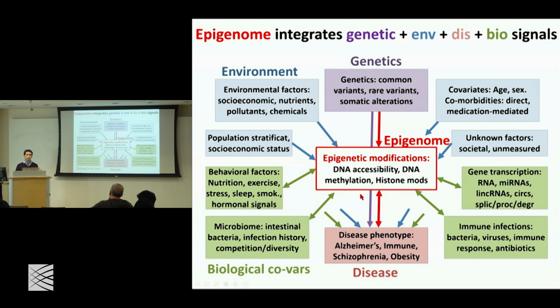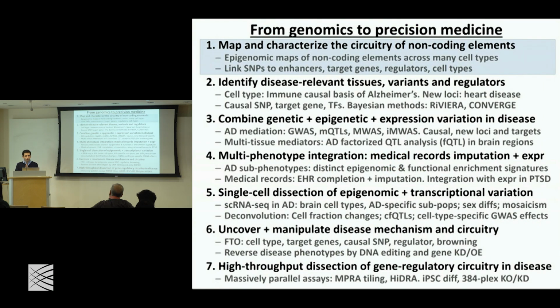So I like to think of the epigenome as the great integrator, because it sits in a very sweet spot between genetic variation and disease, and it tells us about all kinds of additional processes. What the talk will focus on today is the different steps of utilizing this epigenome to understand disease mechanism.